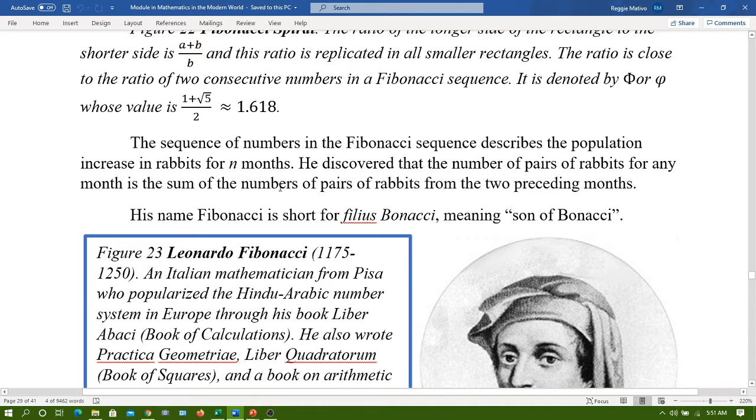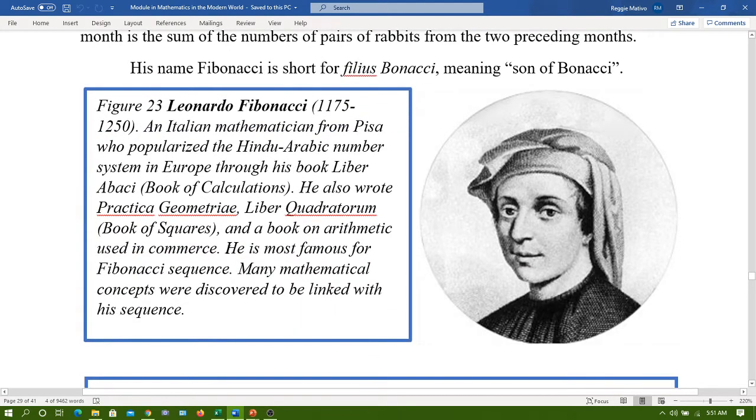His name Fibonacci is short for Filius Bonacci, meaning son of Bonacci. This is Leonardo Fibonacci, 1175 to 1250. He is an Italian mathematician from Pisa who popularized the Hindu-Arabic number system in Europe through his book Liber Abaci, Book of Calculations.